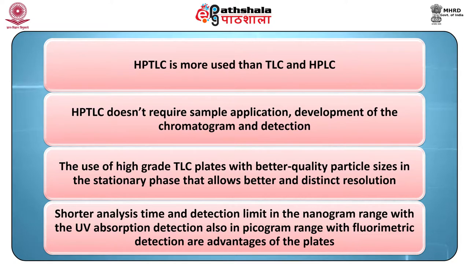A few of the improvements of HPTLC, but not limited to, are the use of high grade TLC plates with better quality particle size in the stationary phase that allows better and distinct resolution, shorter analysis time, and a detection limit in the nanogram range with UV absorption detection, also in the picogram range with fluorimetric detection, which are advantages of these plates. The greater efficiency of these plates is demonstrated by the fact that they provide typically about 4000 theoretical plates over a distance of 3 cm in 10 minutes, compared with 2000 theoretical plates over 12 cm in 25 minutes for the conventional TLC plate.